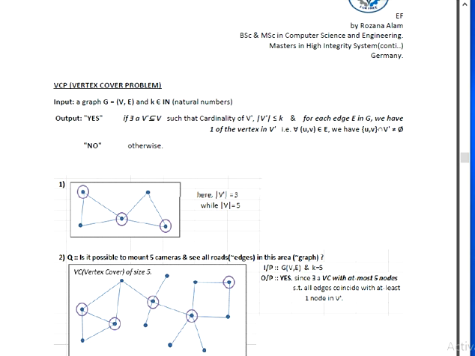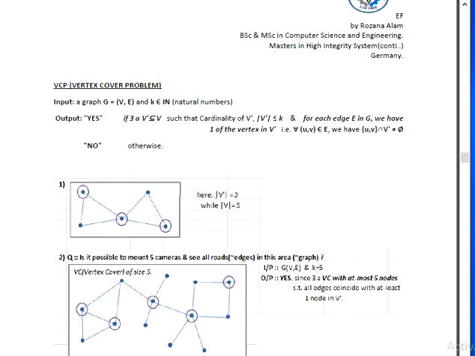Hello viewers, in this video I'd like to discuss the vertex cover problem and NP completeness of the vertex cover problem. So the very first question: what is the vertex cover problem? It's a graph optimization problem, and the input here is a graph G equals vertices and edges, and K is a natural number. It's a decision problem, so the output will be yes or no depending on some condition.